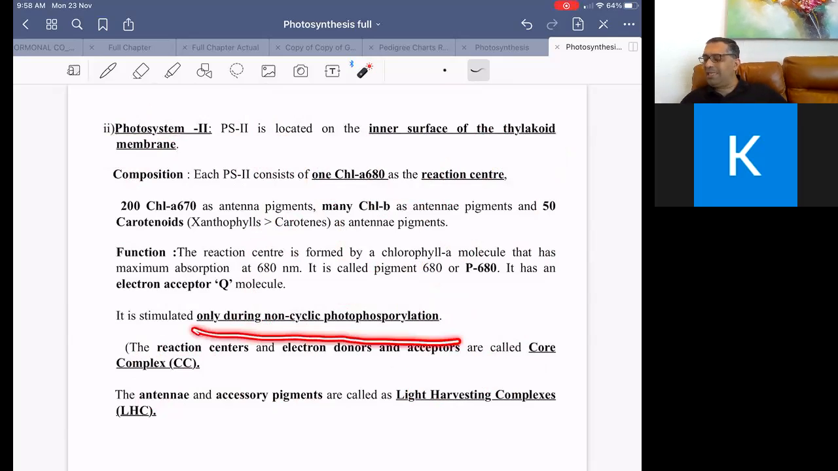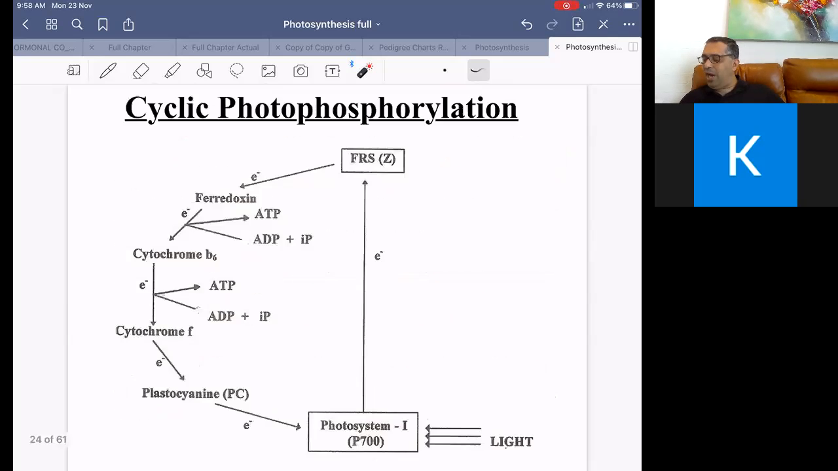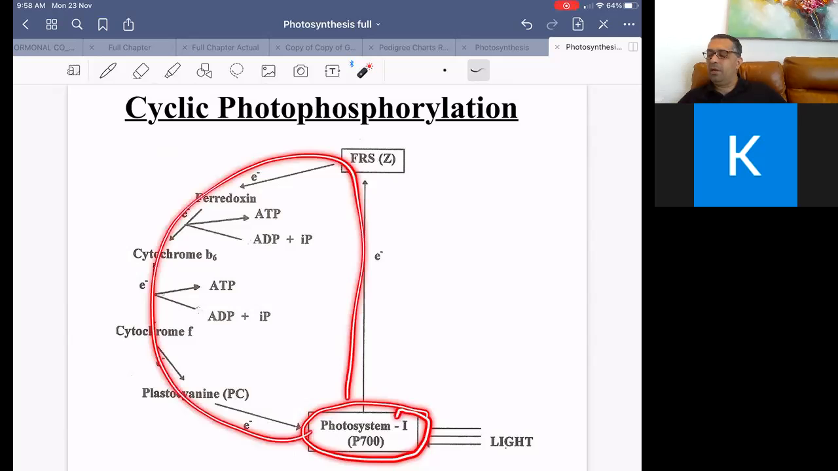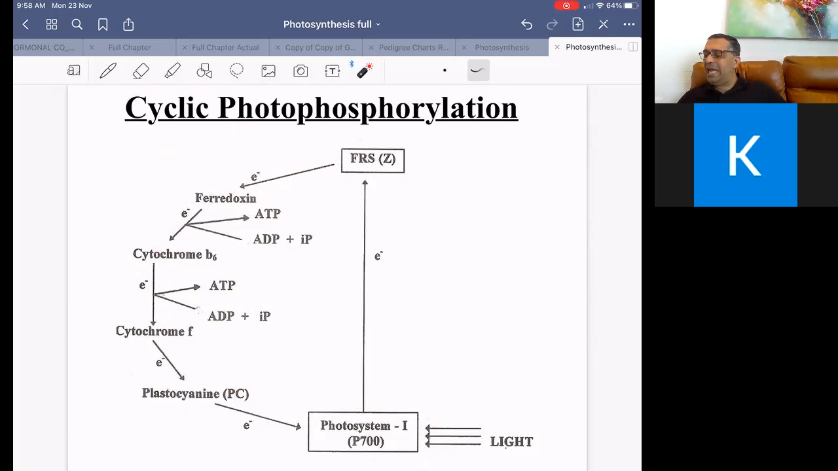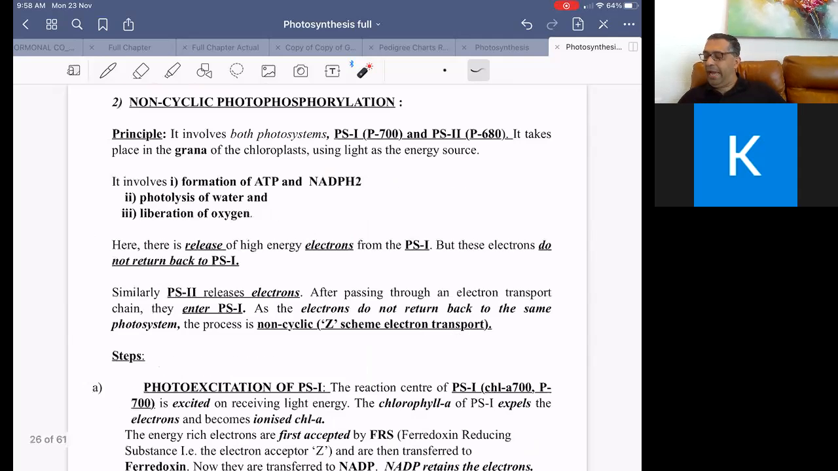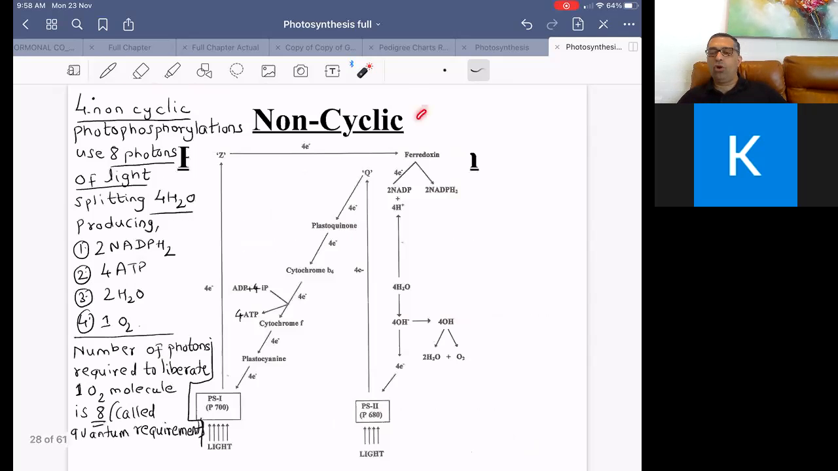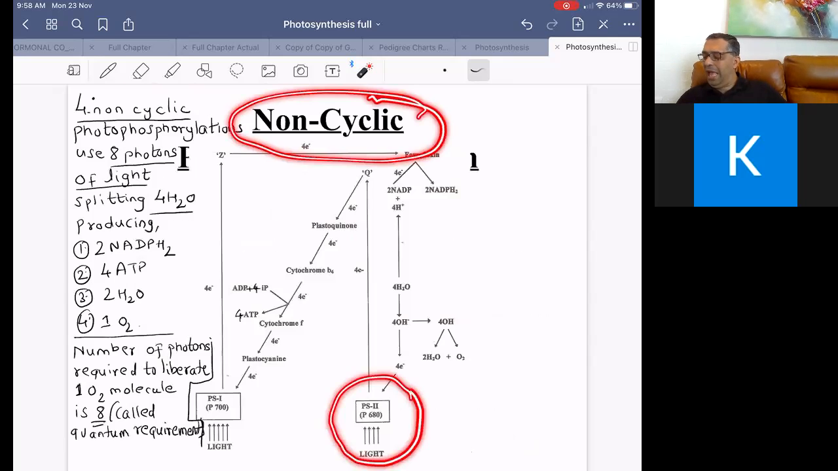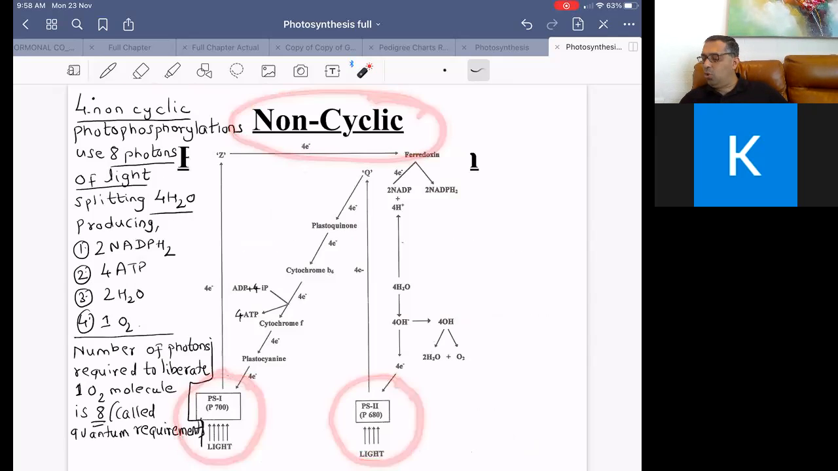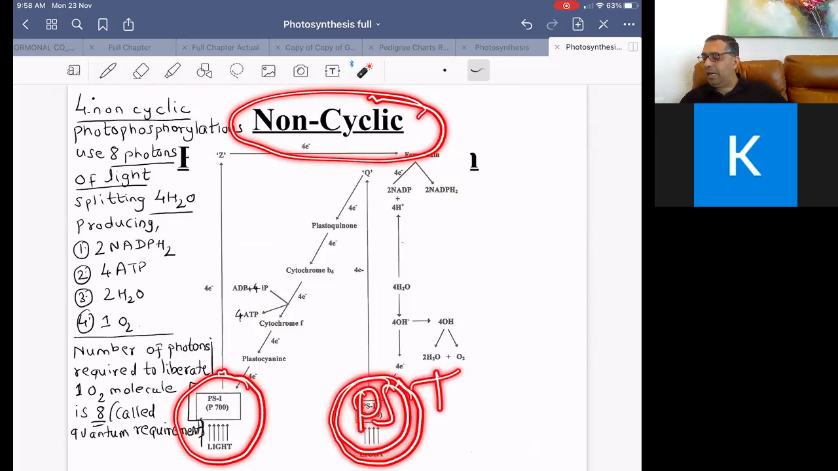Only during non-cyclic photophosphorylation. In cyclic photophosphorylation we had only photosystem 1. And in non-cyclic photophosphorylation we have both photosystem 2 and photosystem 1 participating. So in the non-cyclic process we have both PS2 and PS1.